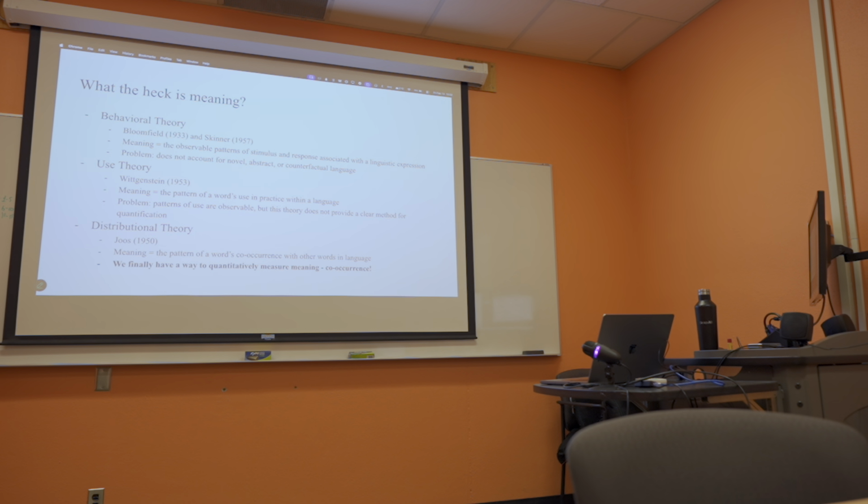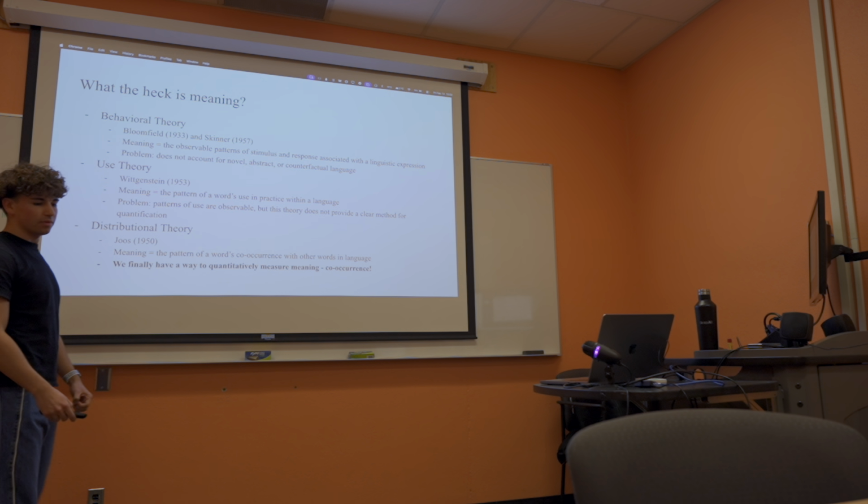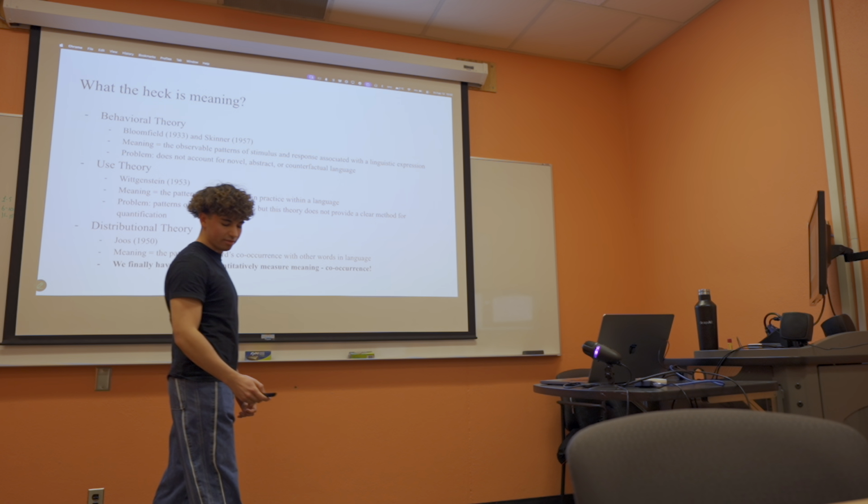And finally, we have this guy here. I don't know how to pronounce his name, but he said that meaning is co-occurrence. So that can be studied mathematically. You can make a statistical model to study meaning through word co-occurrence. And so that's what we have here. This is the foundation behind a lot of word embedding models, including large language models.